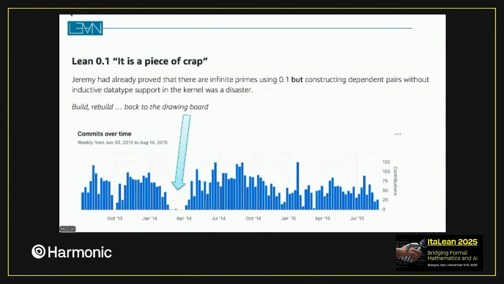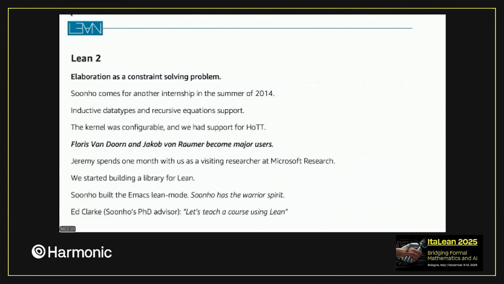We threw away 0.1, and next summer, Soonho was back for another internship, but now we had inductive data types, we had support for recursive equations, Flores and Jacob were power users at this point. We had support for homotopy type theory. Homotopy type theory was very popular because of Vladimir Voevodsky. He's a Fields medalist. He cares about homotopy type theory. We had support for it.